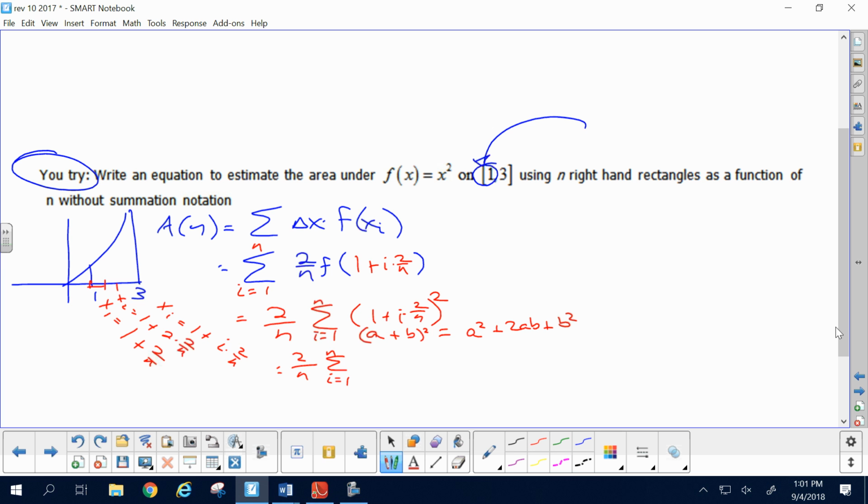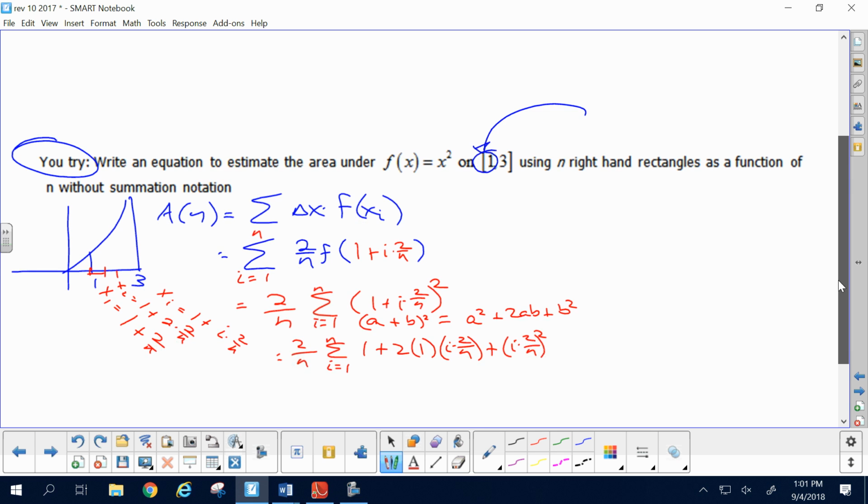All right, so a squared is just 1. 2ab is 2 times 1 times i times 2 over n. That b is gross. Plus b squared is i times 2 over n, all squared. Stop me if I'm wrong.